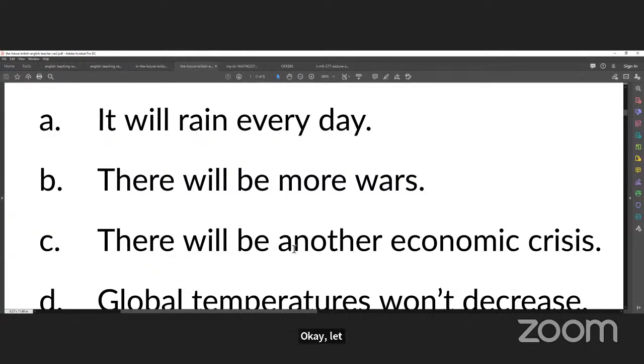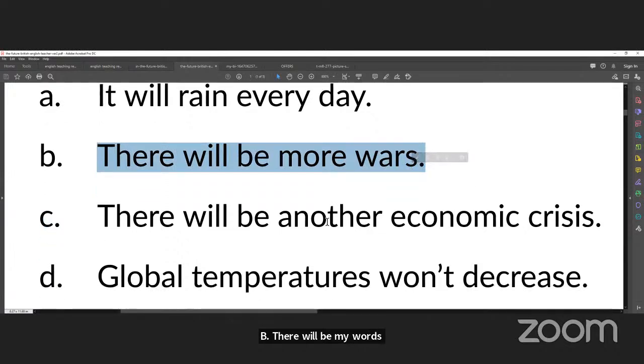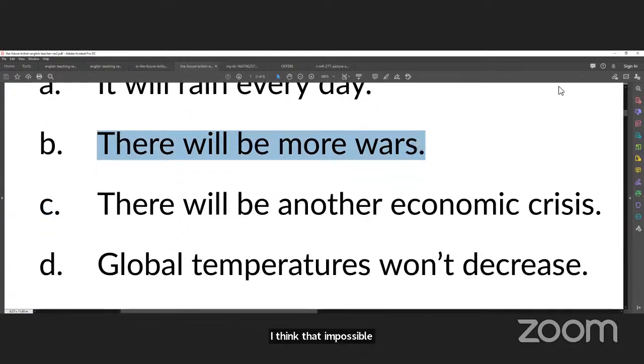Let me pick up another student. Genesis. Can you hear me? Okay. So I will read this prediction, so you tell me: I think that's possible, I think that's unlikely, I think that's impossible, or I think that's for certain. Number one. It will rain every day. I think that's possible. B. There will be more wars. I think that's impossible. There will be another economic crisis.